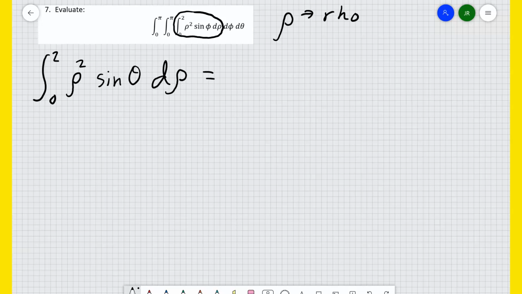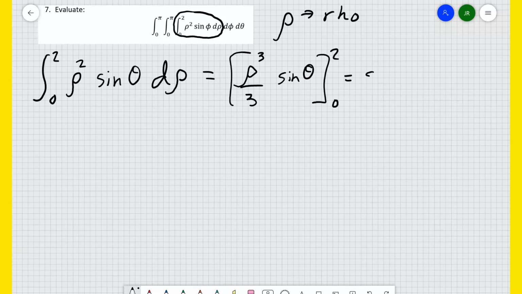So the antiderivative of rho squared is rho cubed. The constant just remains there, so it's going to be the integral of rho squared, which is rho cubed over 3. And then the sine phi is just still there. And we're integrating that from 0 to 2. And we're just substituting the 2 and the 0 in for rho, not for phi, because rho is the variable of integration here.